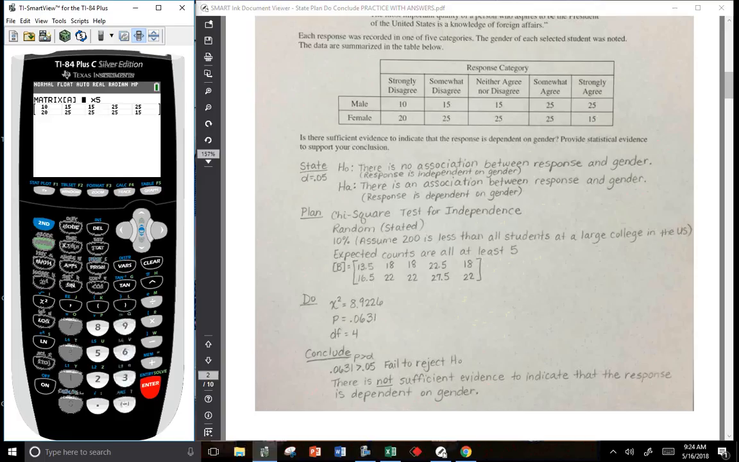Okay, to the plan. We have to name the test. We have to list all the conditions, okay? So chi-square test for independence. If you just called it a chi-square test, I think you would be fine. But why not throw in the for independence when they're using the word dependent in the problem? Do you see what I'm saying? You can be confident that it's for independence.